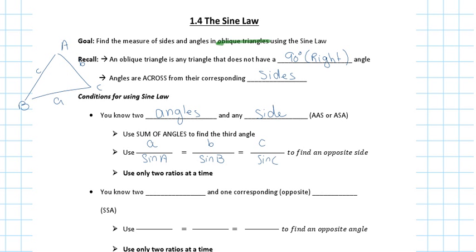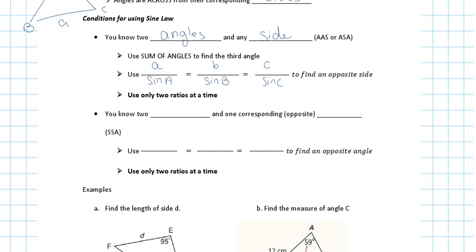Now, the other condition is if you know two sides, but in this case, you have to be careful. You need to know one opposite angle, so the angle has to be opposite to one of the sides that are given.